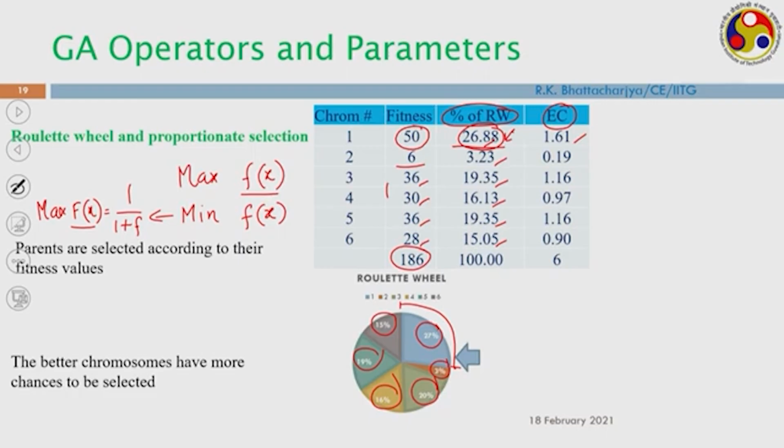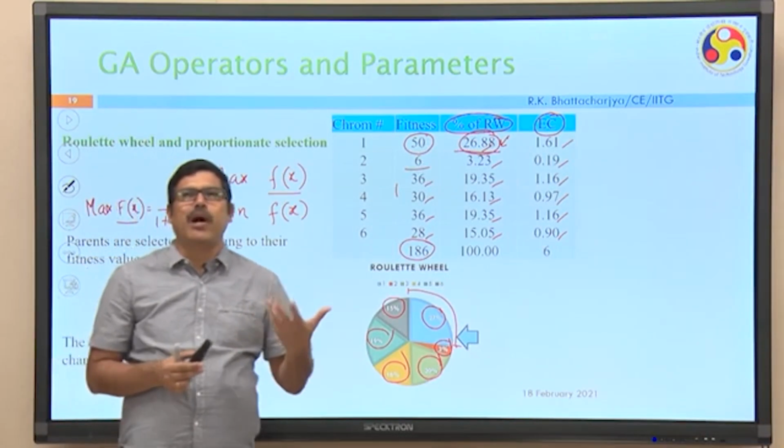So, how am I getting 1.61? You just multiply 6 with 26.88%, and you get 1.61. Then this is 3.23%, into 6, you get 0.19, then 1.16, 0.97, 1.16, 0.90, and if you add it, you are getting a total of 6 solutions. But the question is that I cannot select 1.5 solutions.